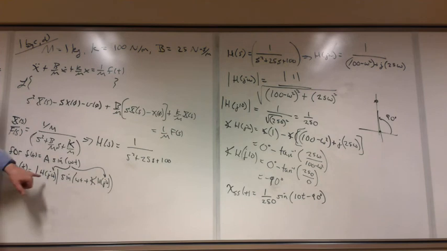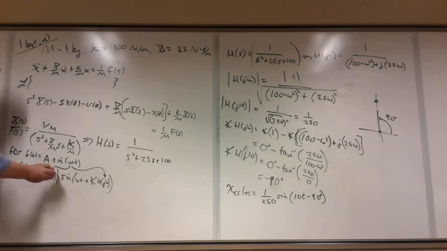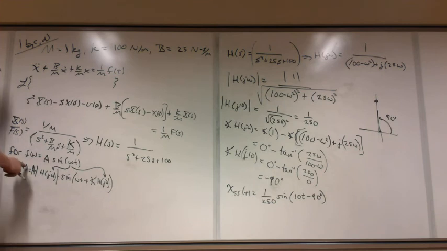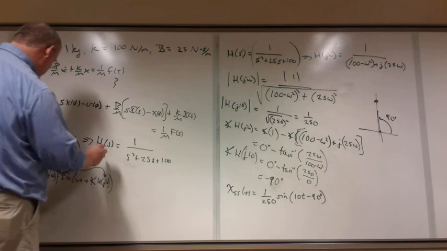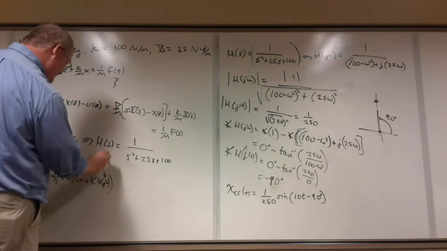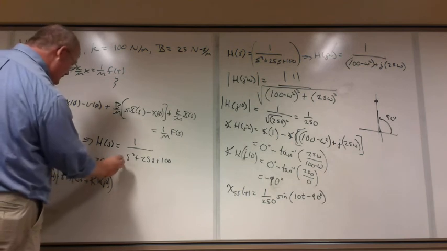X steady state is not just this. If this is A times sine of omega t, you have to put an A in there. Learn from my mistakes, okay? All right, so I've got A. A was equal to 30, I believe. F of t is equal to 30 sine of 10t.